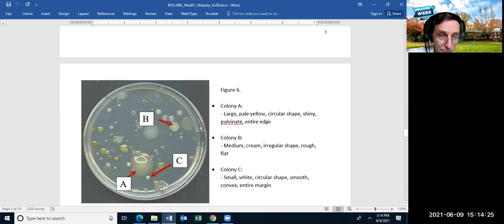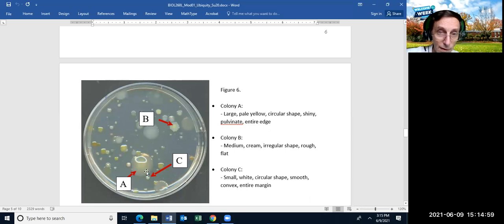That colony is probably translucent, and that colony is opaque. I don't see any colonies here which are transparent, and a transparent colony is difficult to see because you look through it like it was water, meaning you can see right through the colony. Few colonies are transparent. Anyways, this is giving you the different characteristics of a colony.